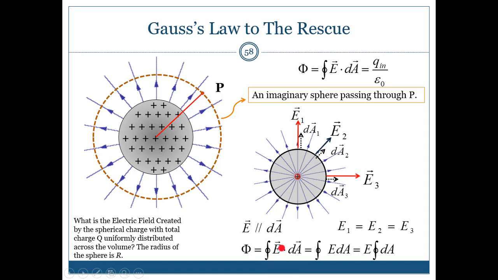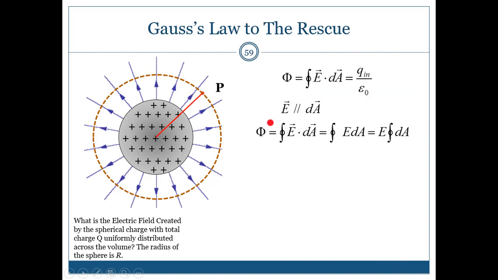First of all, E and dA are parallel, hence this dot product will bring a cosine of 0, which is 1. So this integral reduces down to E times dA instead of E dot dA. And the E field is uniform on the surface, which means I don't even need the integration. So the whole flux calculation is E times the area of the sphere. So let's go ahead and write it down. The flux is E times the area of the sphere.